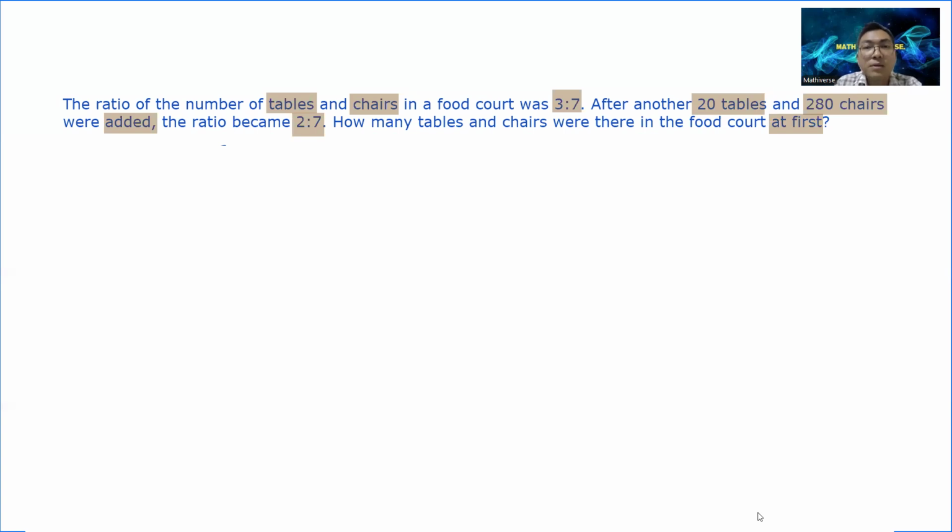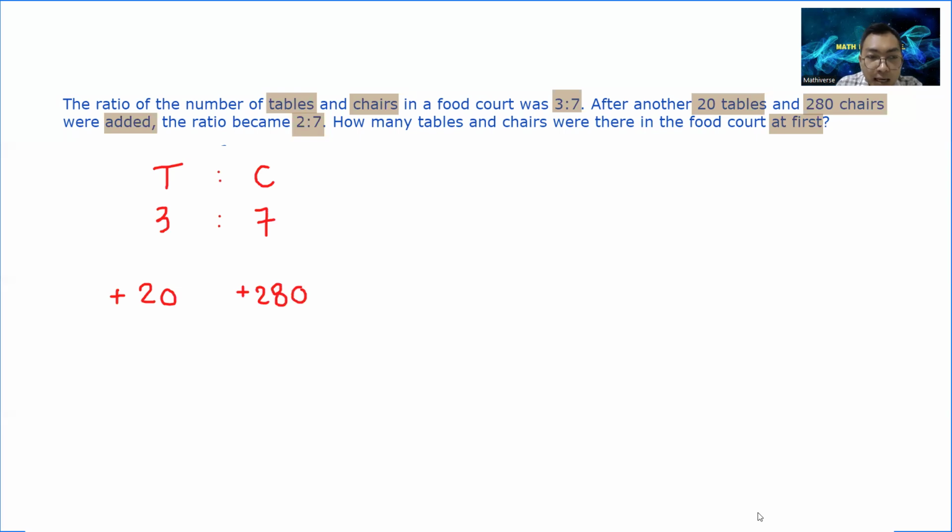Okay, so the question looks simple, but it is not. So let's see how to solve. Okay, table T, and then chair C. Table is 3 units, and then chair is 7 units. This is at first. Okay, so we have to add how many tables? 20. And then we have to add how many chairs? Yes, 280.